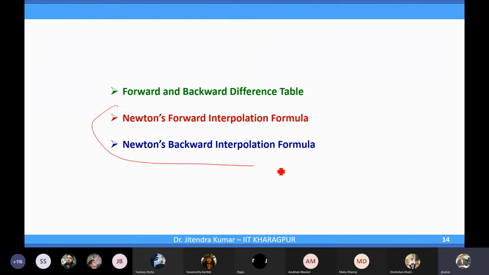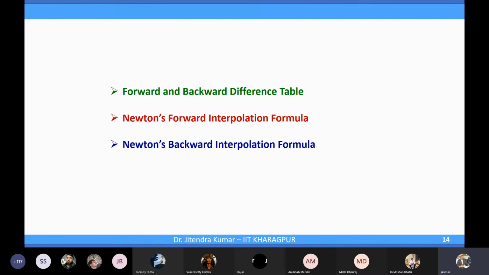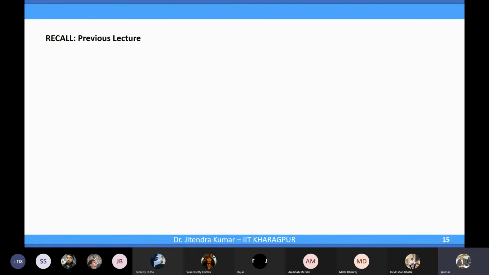To write down these interpolating polynomials, we need the so-called forward and backward difference table. With the help of the table and the given data points, it is very easy to write down those polynomials, as you will see. Though in the theoretical portion you may not like it very much, once we do the numerical computation, it is going to be very straightforward to write those polynomials.